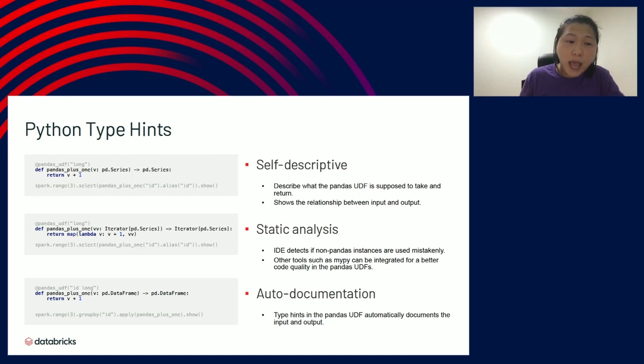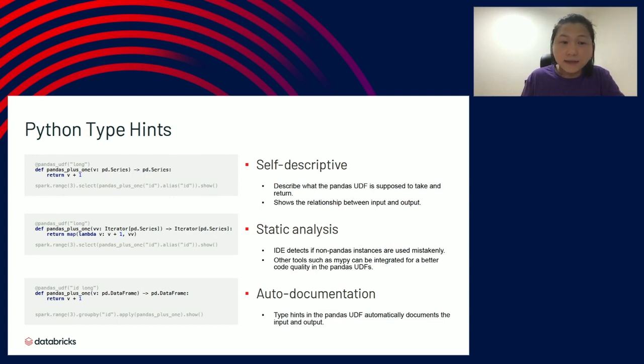So we came up with the two main points to think for redesign. The first is the Python typings. In the Pandas UDF context, there are three advantages. Firstly, it's self-descriptive. The user-defined function describes itself and knows what to expect for input and output. It's very easy to tell what the function is supposed to do.